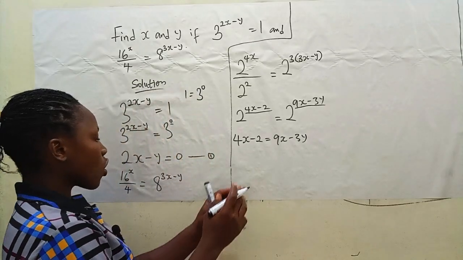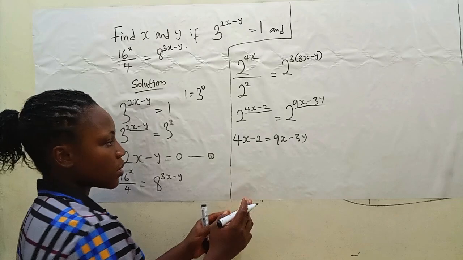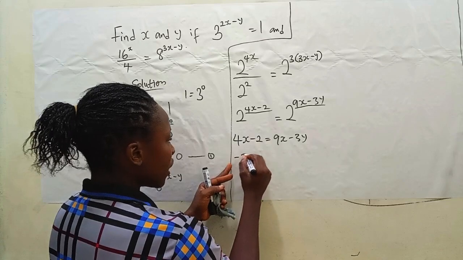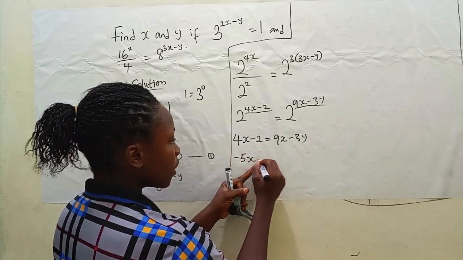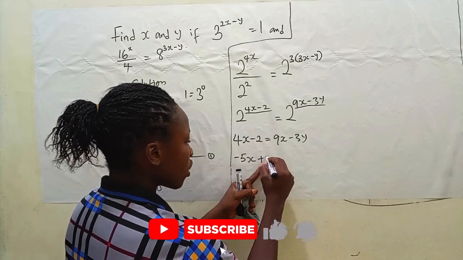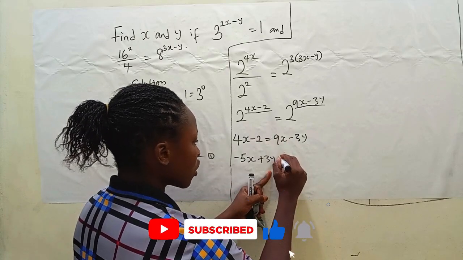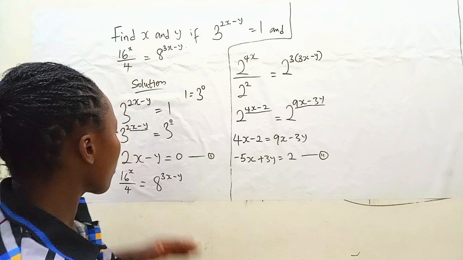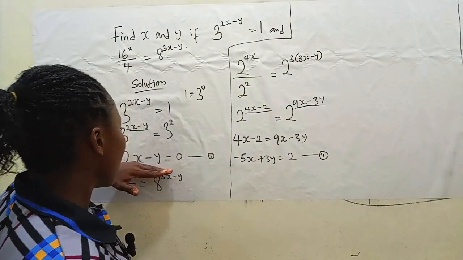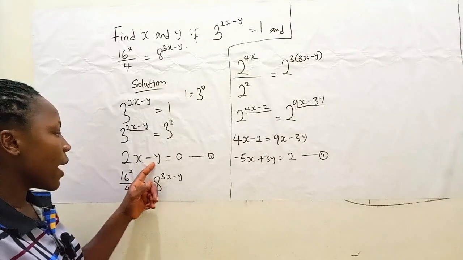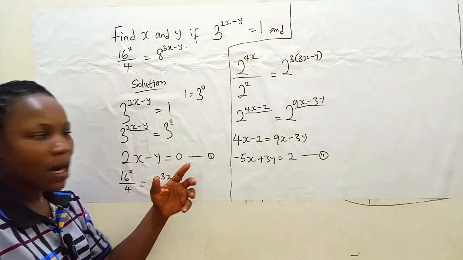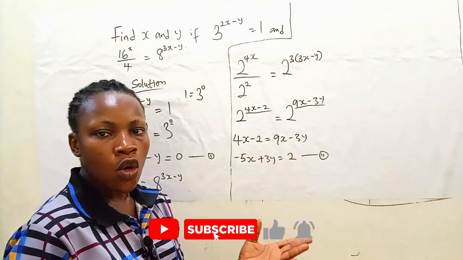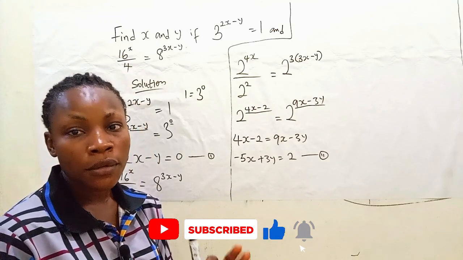Then we're going to collect like terms. So we're going to have this come over to here, it's going to give us minus 5x. Okay, this come over here is going to give us plus 3y. This come over is going to give us 2. So this is our equation 2. Alright, so we have gotten our equation 1 as 2x minus y equals to 0, and our equation 2 as this. Alright, so here we are using substitution method.